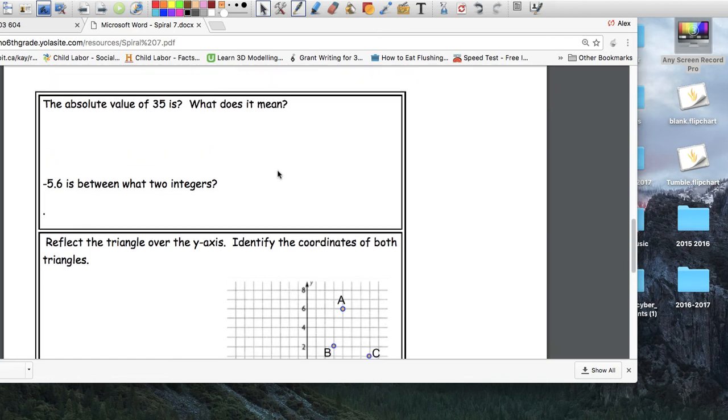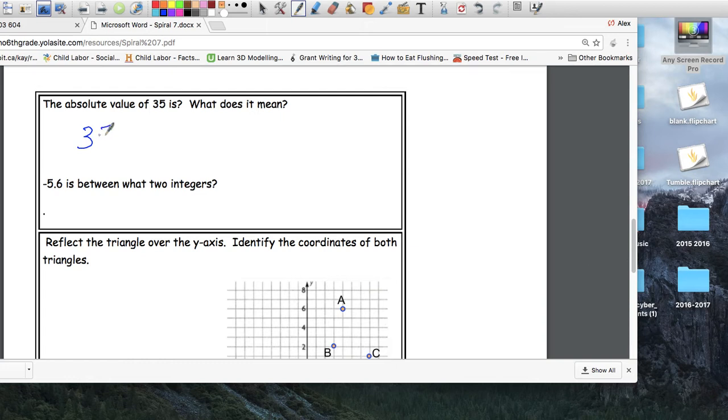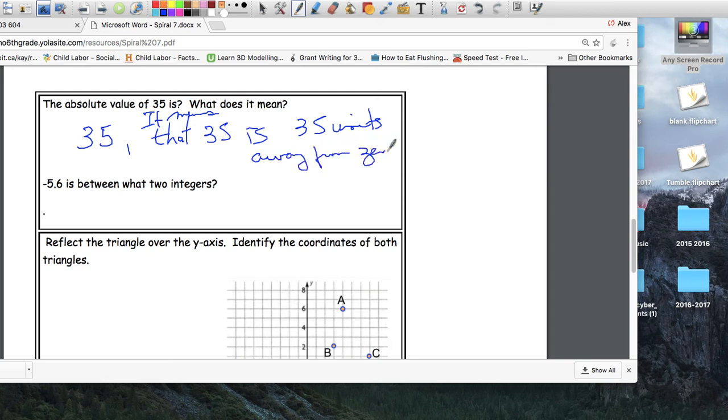Page 2. What's the absolute value of 35? The absolute value of 35 is 35. What does it mean? It means that 35 is 35 units away from 0. So if you're standing on top of 35 and you have to walk back to 0, you would take 35 steps.